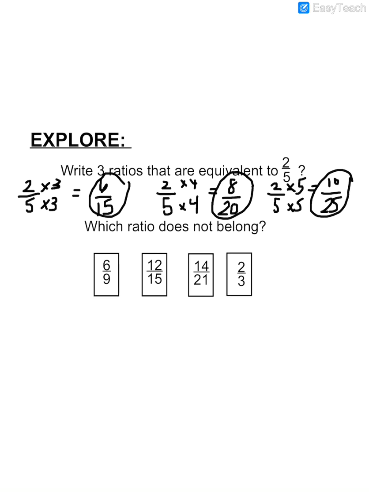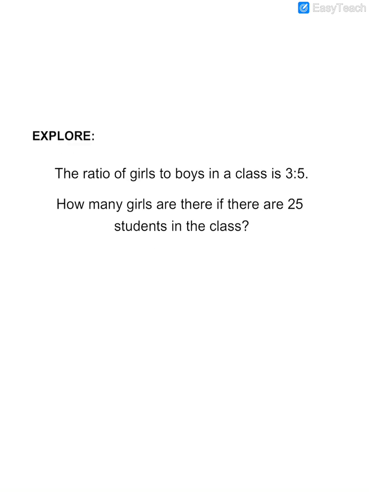Which ratio does not belong? So now I can look at these fractions and start to simplify. 6/9 I can simplify to 2/3. 12 over 15 reduces to 4/5. 14 over 21 reduces to 2/3, and 2/3 is 2/3. So the ratio that does not belong would be 12 over 15. It is the only one that's different from the rest.